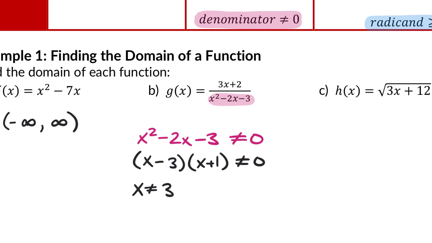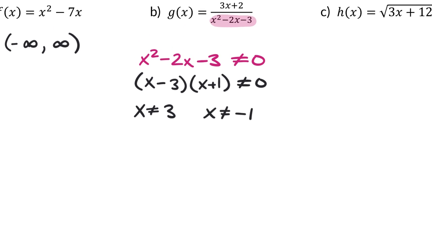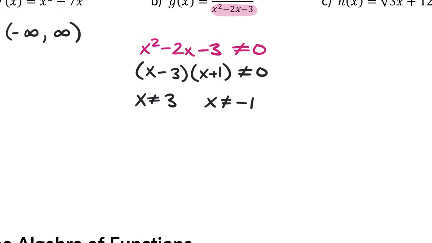It's actually 3 and then negative 1. Remember, you change the signs when you're solving for x. So that means I have two numbers that my function is not allowed to be equal to. Those are the restrictions on my domain. To write this in interval notation, you may need a number line to make this make sense.